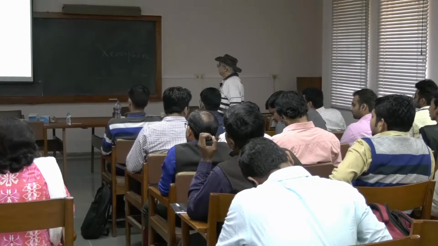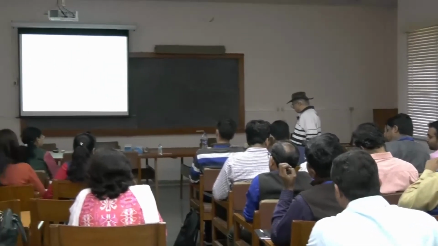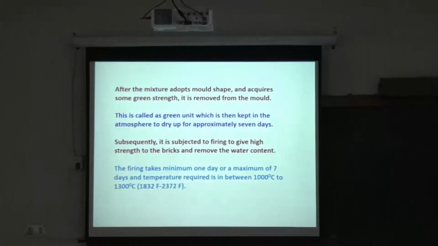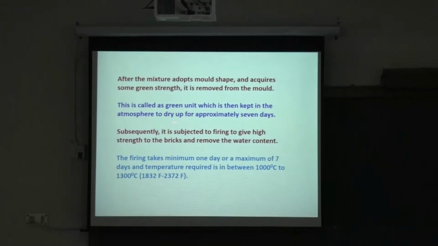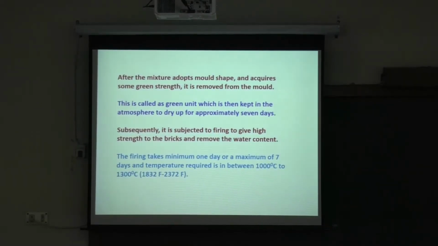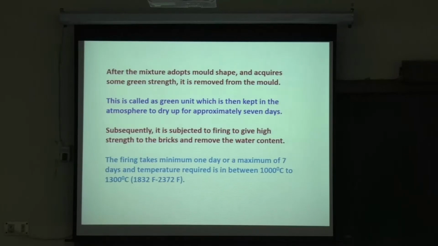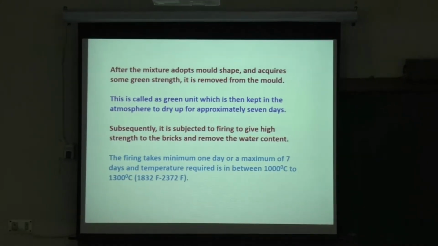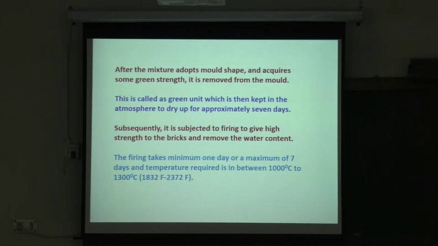So this is called a green unit, which is then kept in the atmosphere to dry for approximately 7 days. Why do you put it for 7 days? Because that way the moisture also goes out, so it becomes drier. Because if you have more moisture, then when you apply heat, you need more heating, and there are also more voids. And in the area there, there's sun and there is wind, so 7 days is the time.